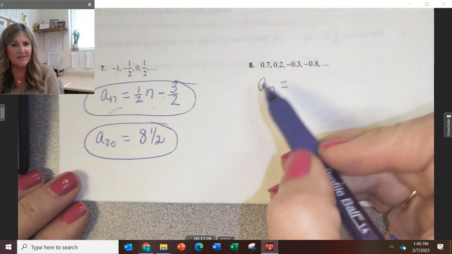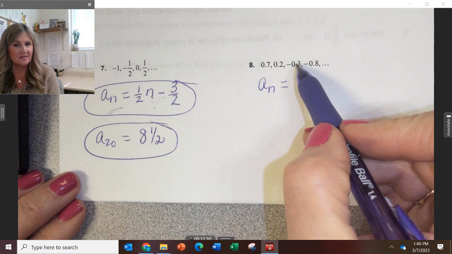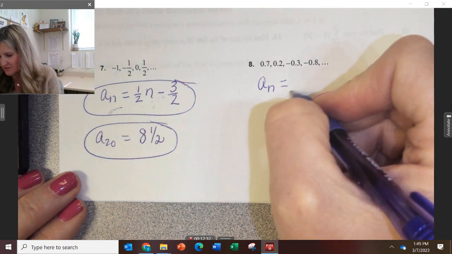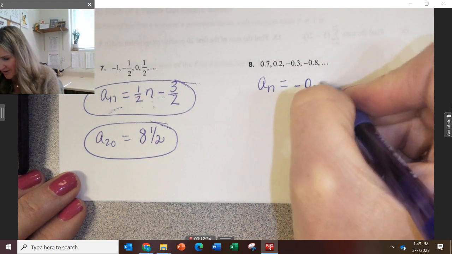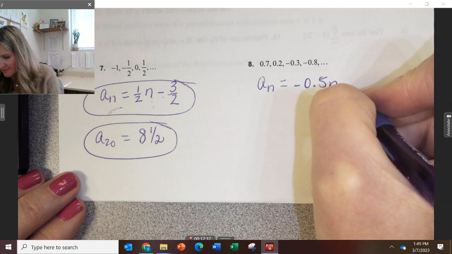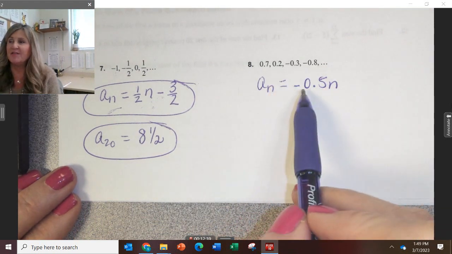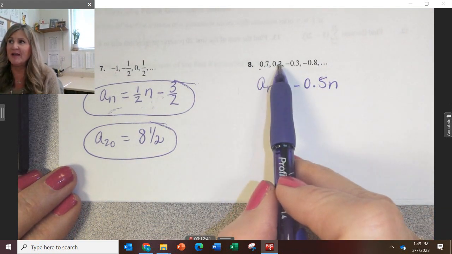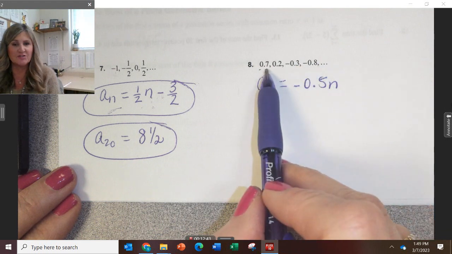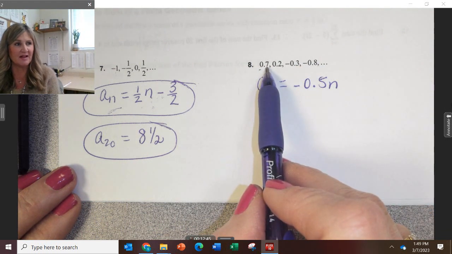Okay, what's the d value here in number 8? So it's going to be -0.5n. All right, now think about it, guys. How can I make it so it works? On this first term, I want to get 0.7.